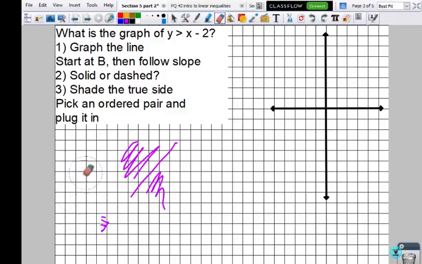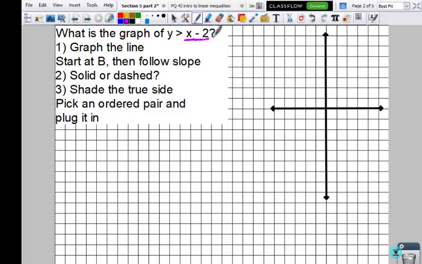So we're going to have to think back a couple chapters to when we graphed lines. That's your favorite. But they're all going to be the same this time around. Okay, so we're going to find the graph of y is greater than x minus 2. To do that, the first thing I need to do is graph my line. And my line I'm going to get from my x minus 2.